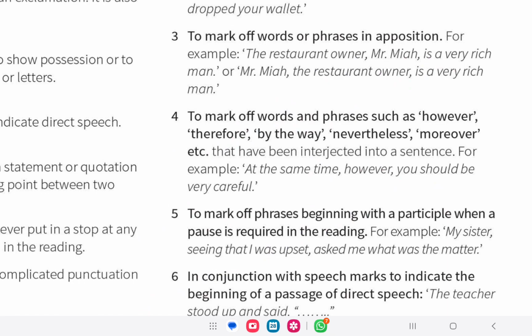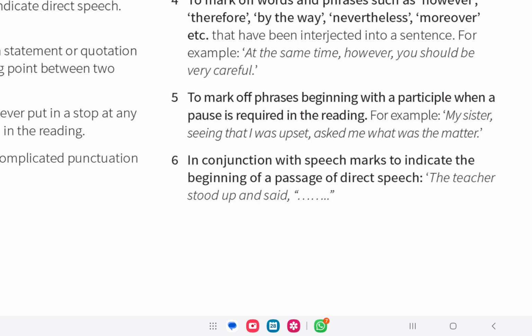So remember that, right? Then the fifth one, to mark off phrases beginning with a participle when a pause is required in the reading. For example, my sister, seeing that I was upset, asked me what was the matter. Remember one thing, that a comma shows a pause in your writing, a pause in your conversation, a pause in your speaking. So whenever you put a comma, that means you need to stop there. While saying that, while reading that, you need to stop there. Like if I say, my sister seeing that I was upset asked me what was the matter, it doesn't make any sense. If the comma is there, I need to stop there. I need to pause there.